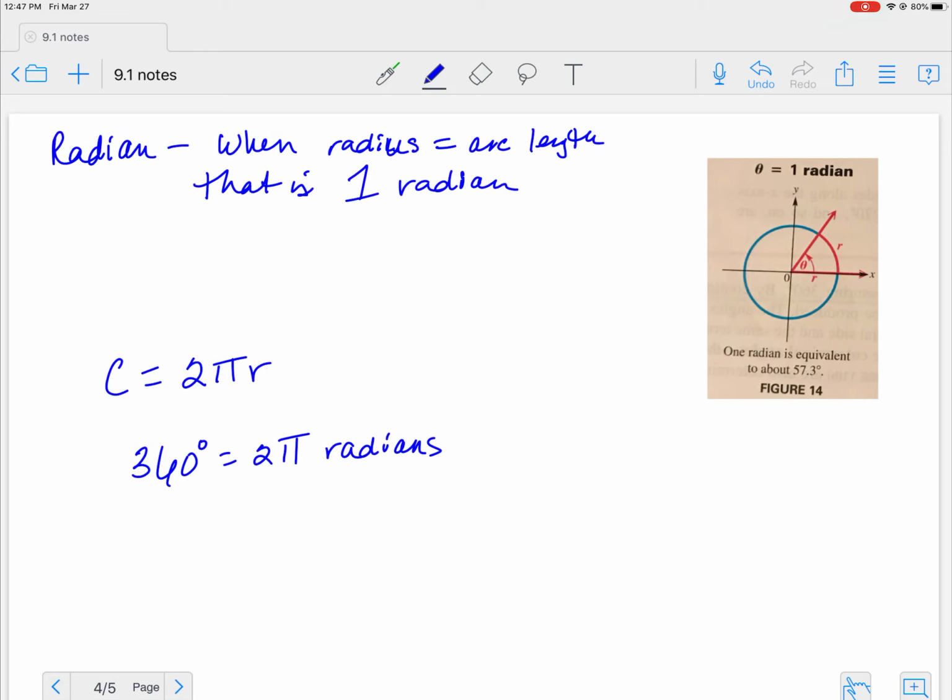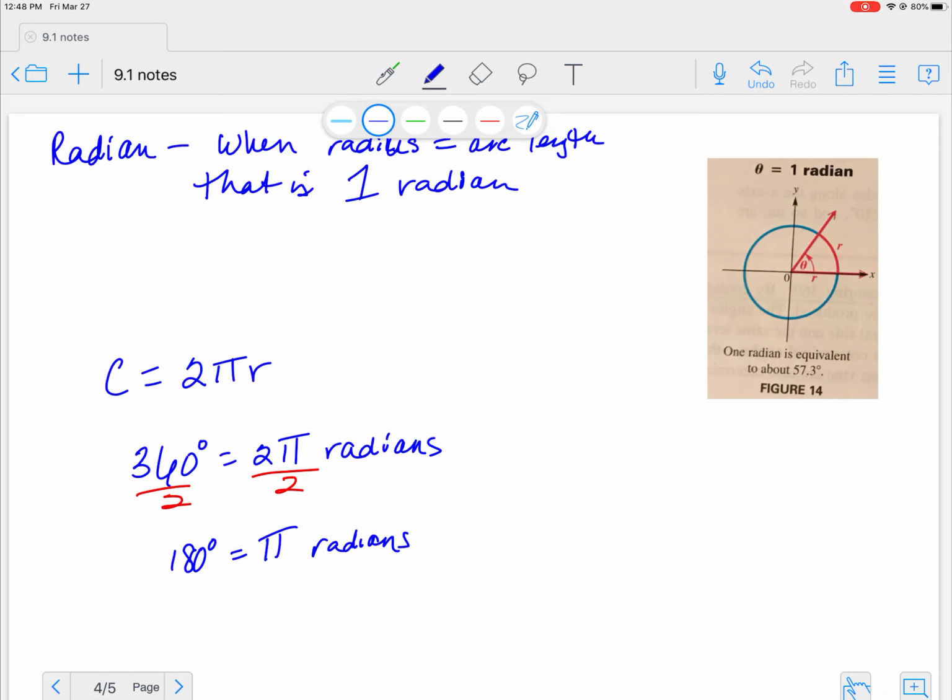That'd be my 2 pi radians. So my 360 degrees is equal to those 2 pi radians. Well, we're not going to deal in those great big huge numbers. So if I divide both sides by 2, then what I actually have is pi is equal to 180 degrees.